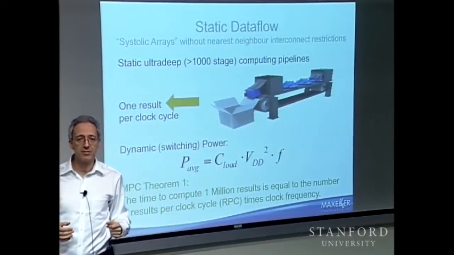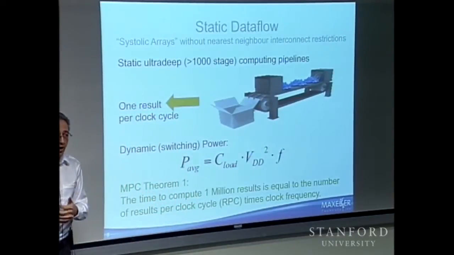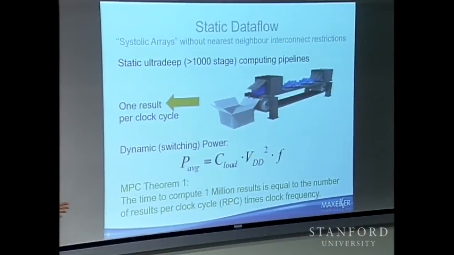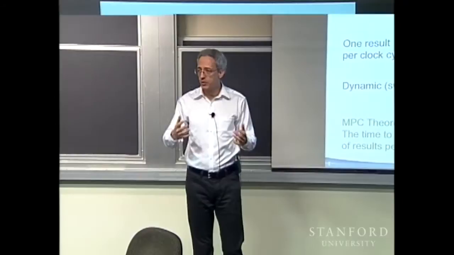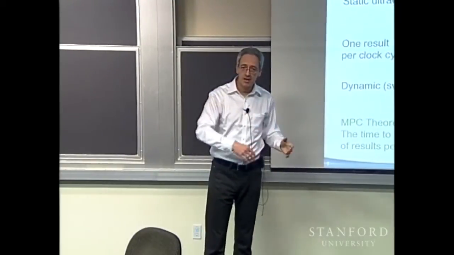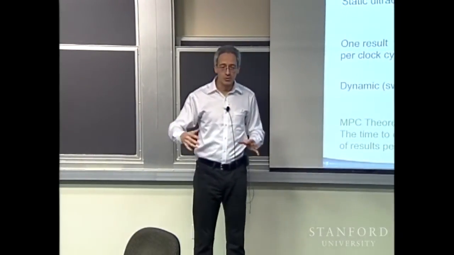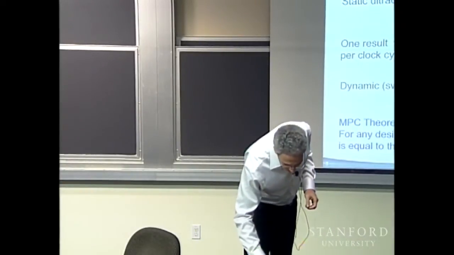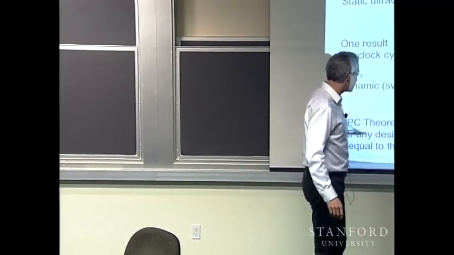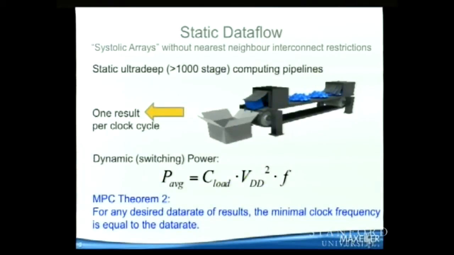It doesn't depend anymore on the number of operations, as long as the number of operations is a lot smaller than the amount of data. So if you look at computation, you have less arithmetic, more data, then you can just project how long it will take to compute this. Now the second piece is that for any desired data rate of results, the minimum clock frequency is equal to the data rate, right? Because you cannot have a lower clock frequency.